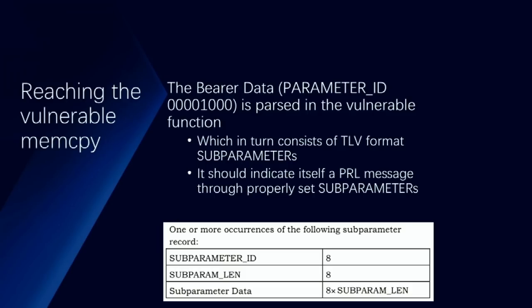Similarly, the bearer data also contains TLV format structures. They call them subparameters. The first subparameter inside the bearer data should indicate it is a PLL message. The structure of a subparameter is basically like this. It starts with an ID. The 8 here means 8 bits, so it is 1 byte. Then it has a 1 byte length, followed by the content of that length.